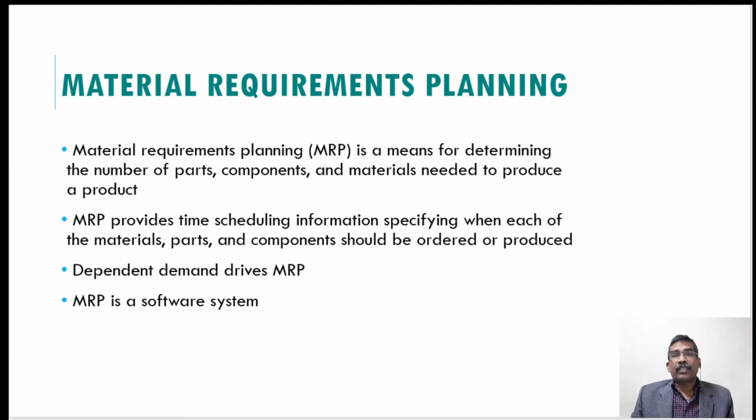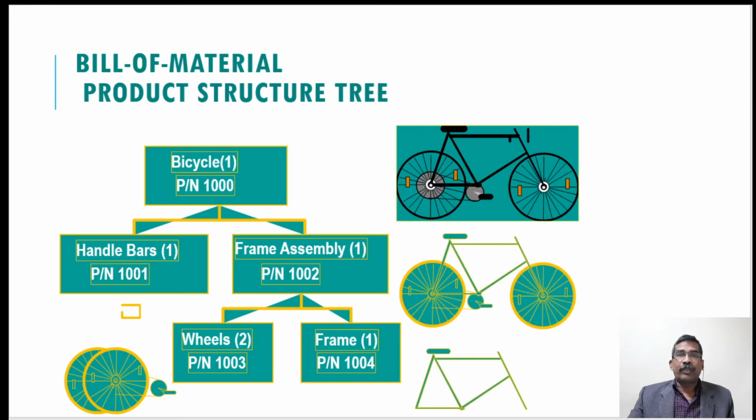Materials requirement planning means determining the number of parts, components, and materials needed to produce a product, and it provides time schedule information specifying when each of the materials, parts, and components should be ordered or produced. This is used for dependent demand, and it is a software system. If you feed in all the different inputs required for materials requirement planning, then the software can give the preliminary plan details very easily.